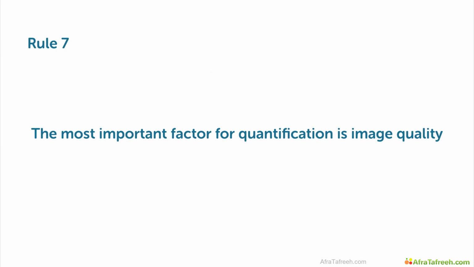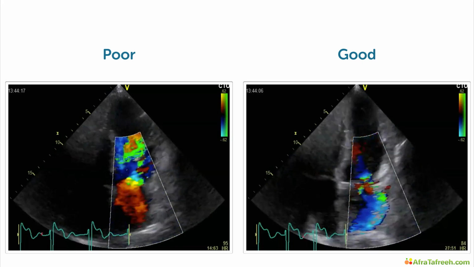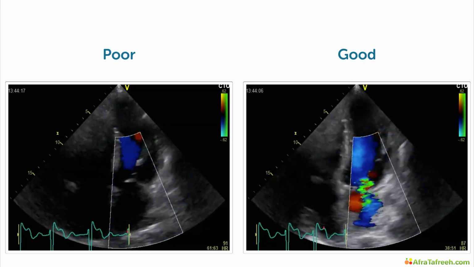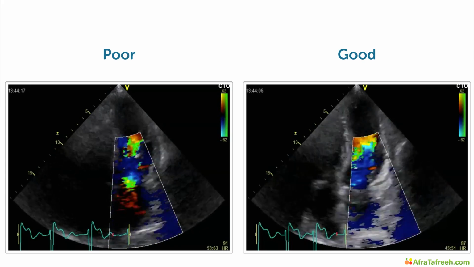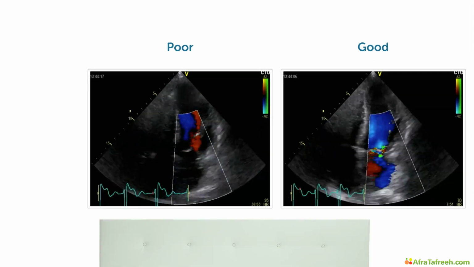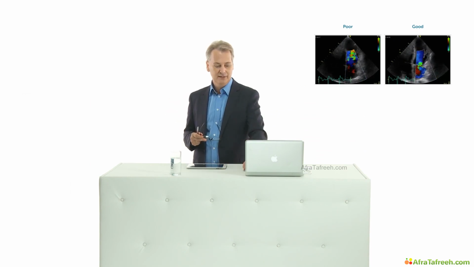And this brings me to the next very important rule. The most important factor for quantification is image quality. And to demonstrate that, take a look at these two images. The same patient. On the left, with poor image quality, maybe mild mitral regurgitation. On the right, good image quality, severe mitral regurgitation. What is the difference? Just a little motion, a little bit more pressure applied to the transducer. And this is what you get.